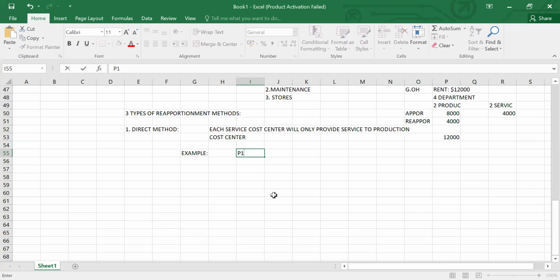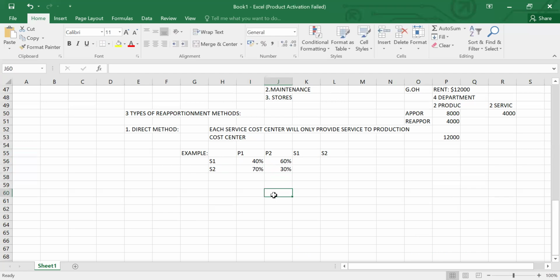Just assume that there is a production one department and a production two department, a service one department and a service two department. So two production and two service departments. We are assuming that service center one is providing 40% service to P1, that is production center one, and 60% to P2. And we assume that service cost center 2 is providing 70% to P1 and 30% to P2.